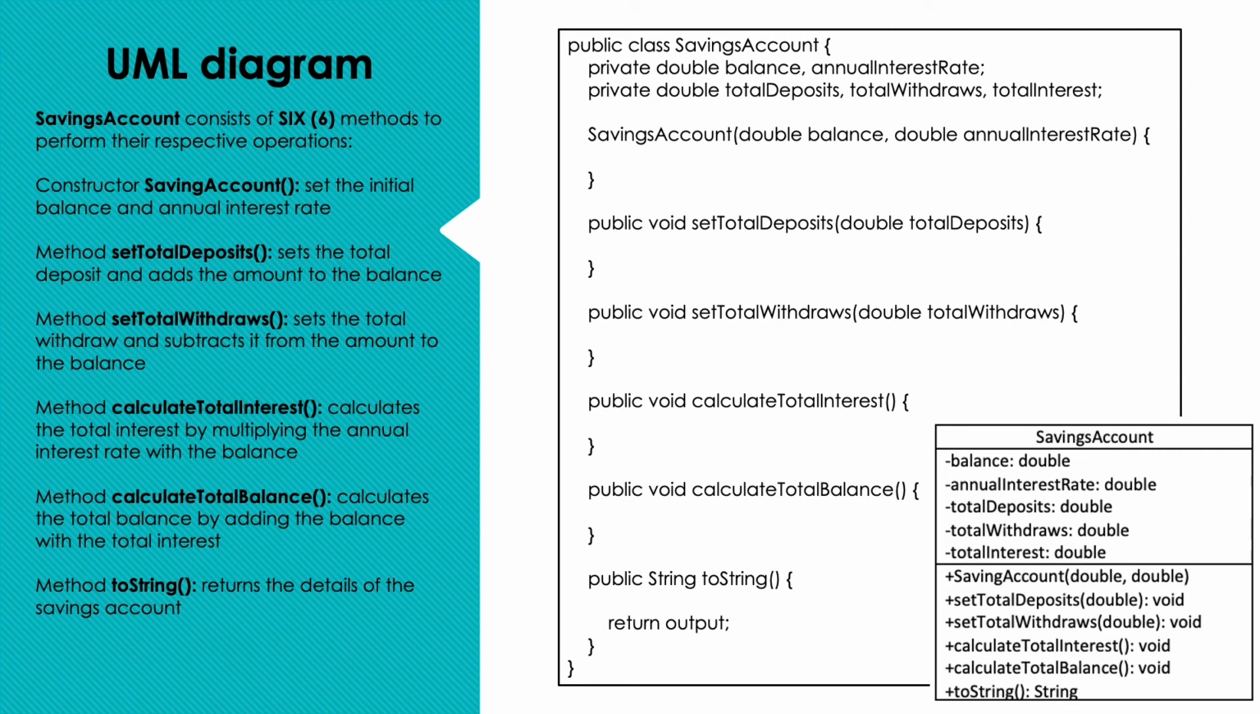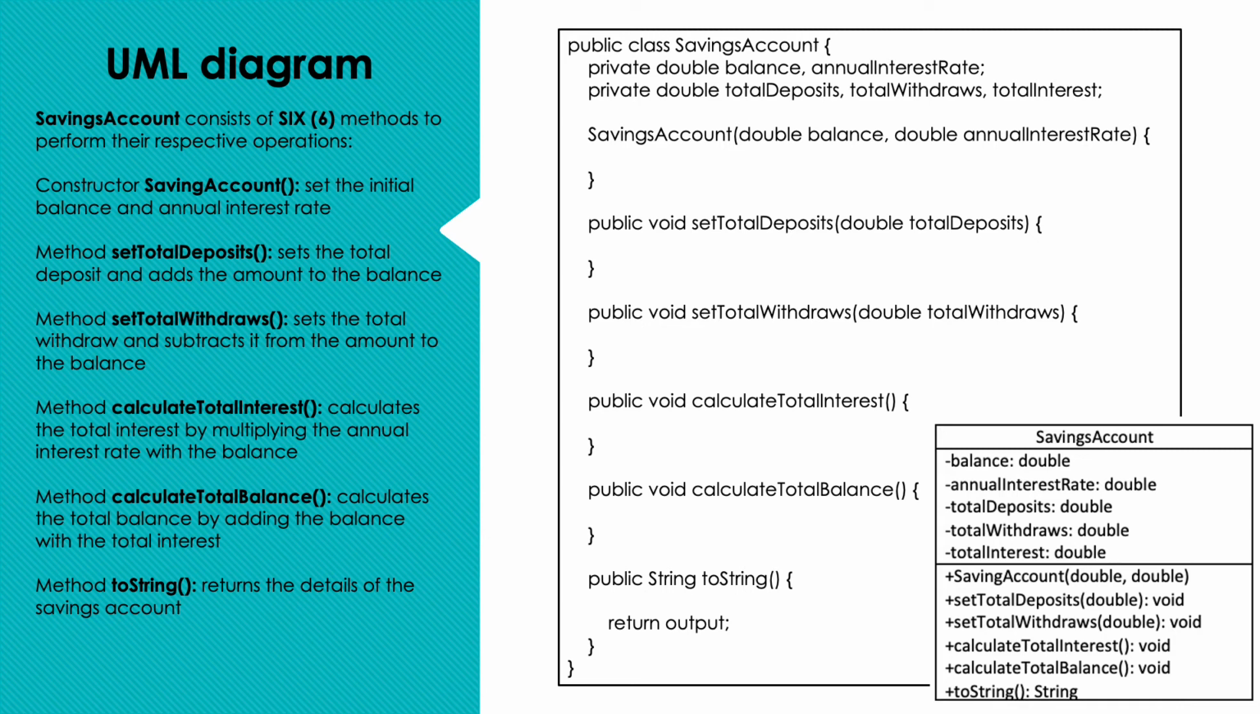Based on the UML diagram, we can write the skeleton of our codes. So we can have our savings account class. We will write it as public class SavingsAccount. And then we have the instance variables that we need to have: private double balance, annual interest rate, private double total deposits, total withdrawals, and total interest. You can write it in 2 lines as I did, or you can have it in different lines. It's just the same thing.